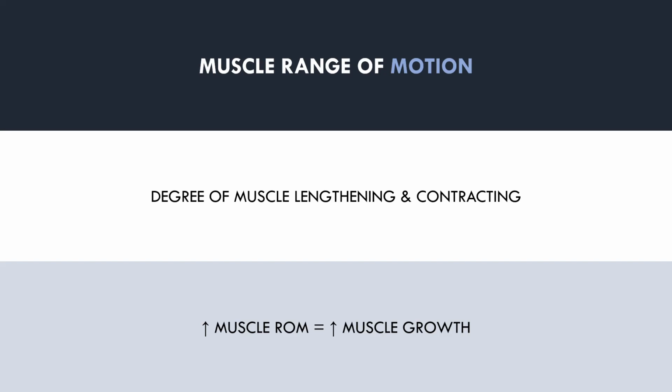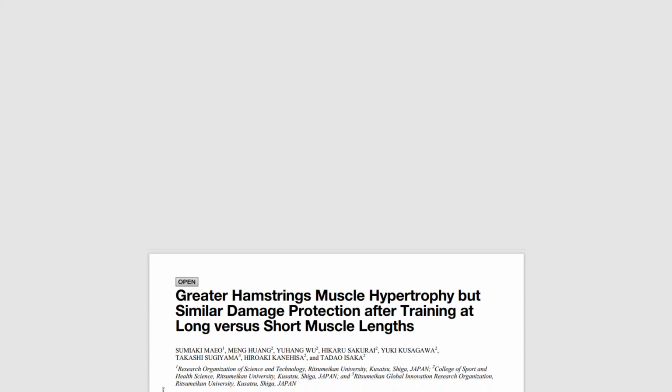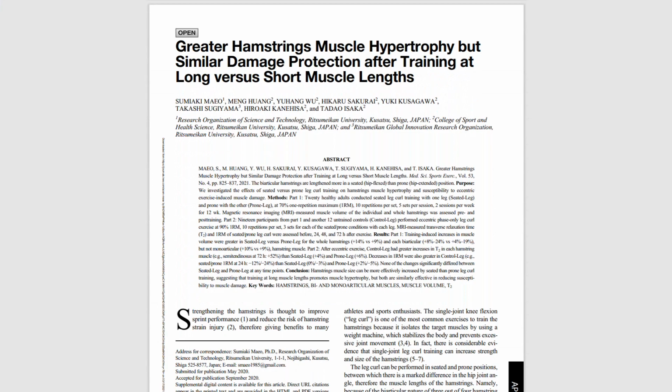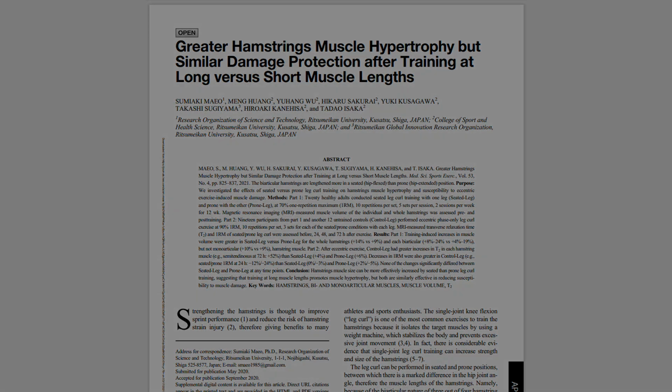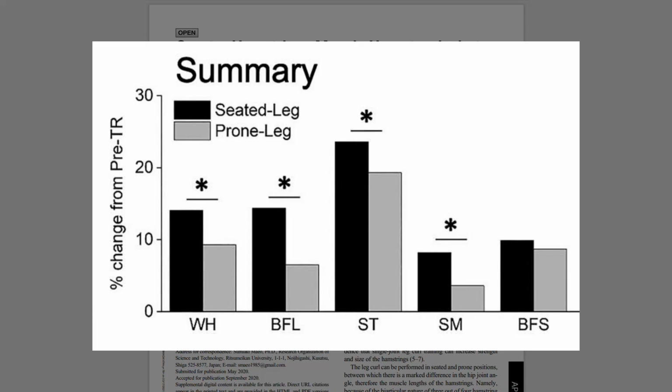For example, this study compared the hypertrophic effects of the seated versus the lying leg curl on hamstrings hypertrophy. Although both exercises have the same movement pattern and were trained with full range of motion, the seated leg curl resulted in superior muscle growth compared with the lying leg curl. This is likely because the seated curl trains the hamstrings at a longer muscle length, since the hamstrings are lengthened at the hip joint, whereas they are shortened at the hip during the lying leg curl.